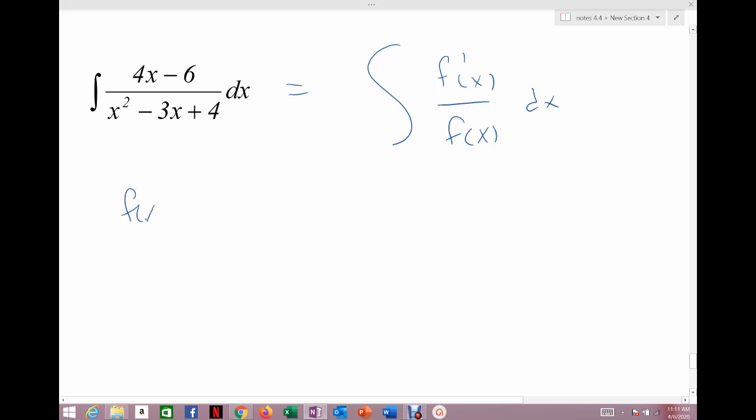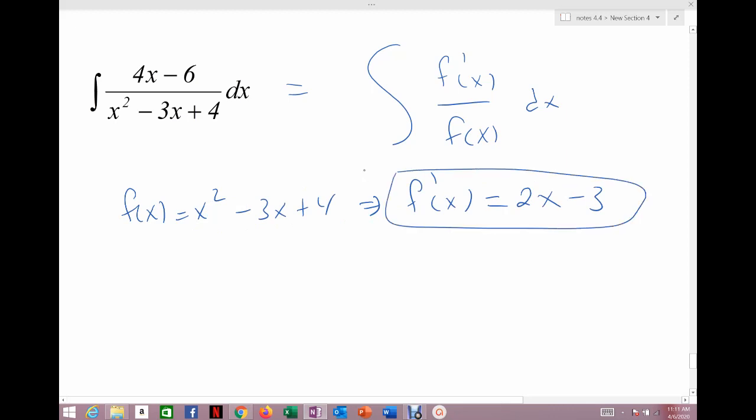If I have my bottom function, which is x squared minus 3x plus 4, I take the derivative of that. The derivative of x squared gives me 2x. The derivative of negative 3x is negative 3. The 4 will zero out. And so the real ratio that I want would be 2x minus 3 over x squared minus 3x plus 4. But that's not what I was given, right? I was given 4x minus 6. I need 2x minus 3.